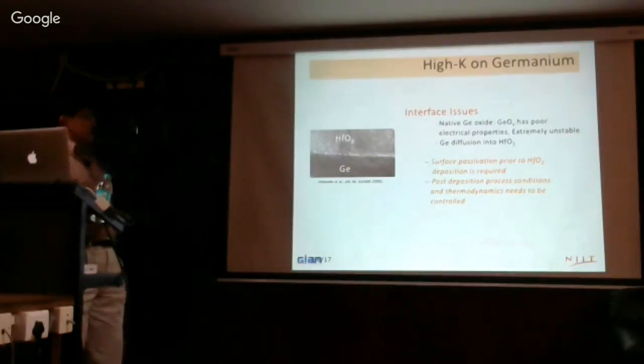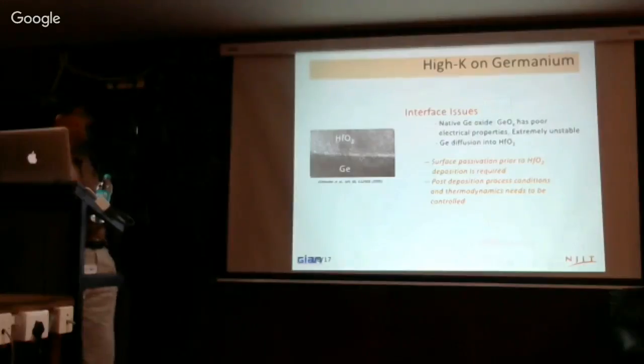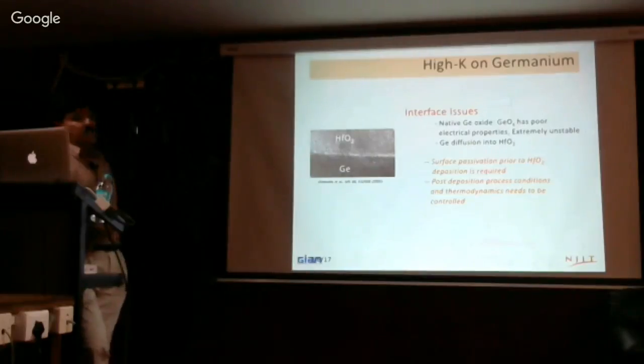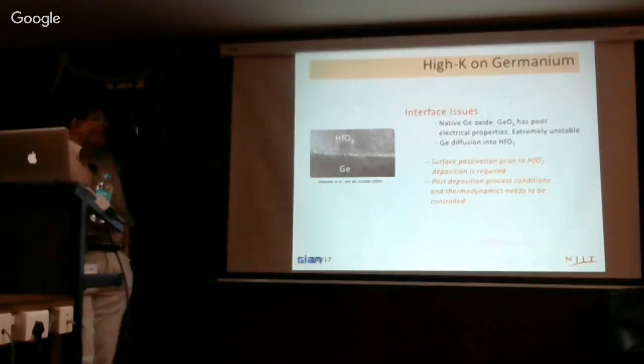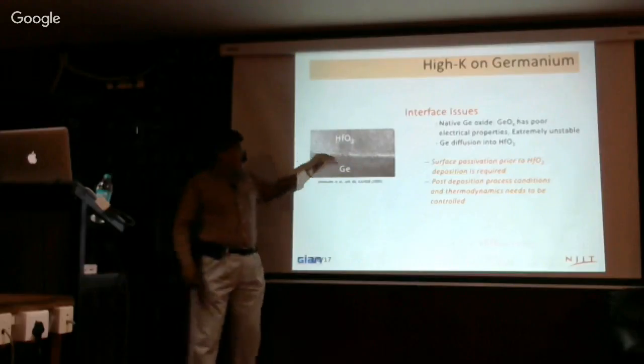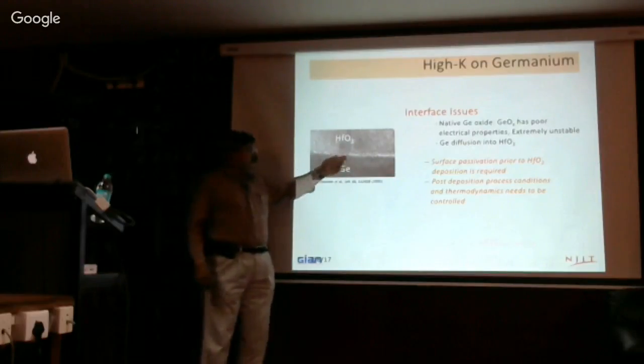Germanium native oxide has poor electrical properties, first of all, extremely unstable. And germanium diffuses into hafnium oxide. If you have hafnium oxide, germanium diffuses there, so that is actually a big problem. With normal processing, like 300 degrees centigrade, you will find a hafnium germanate forms at the interface. That's why they want surface passivation. So prior to hafnium oxide deposition, what you put on the germanium surface is a layer so that the germanium cannot diffuse.